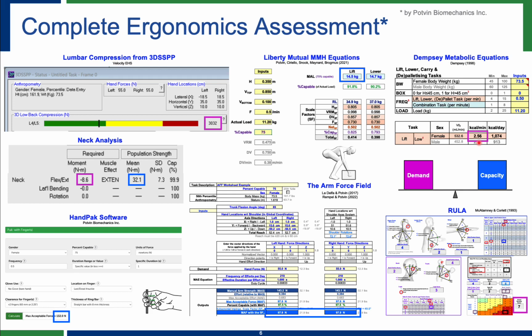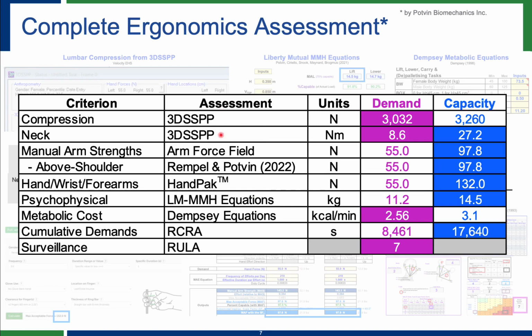And many people still use things like RULA to evaluate this posture. I don't ever recommend using RULA to make a decision on a task, but it could be used to quickly triage where your issues might be and where you'd want to spend all the time it would take to do this type of analysis. So once you do all of these analyses for this simple lift, you would then maybe have a compression in newtons and a moment for the neck in Newton meters, and strength demands and capacities for the hand, metabolic cost in kilocalories a minute.